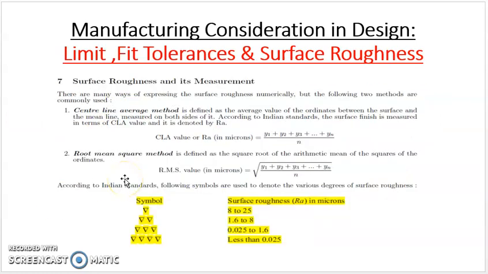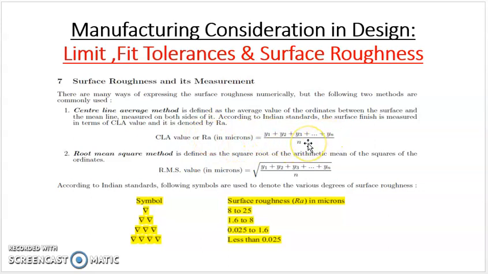Basically for surface roughness, you know there are some parameters with the help of which you can calculate the surface roughness. So here we have two methods, called the center line average method, CLA method, or the root mean square method. The CLA method is defined as the average value of ordinates measured between the surface and the mean line on both sides of it. According to the Indian standard, the surface finish is measured in terms of CLA and it is denoted by Ra.